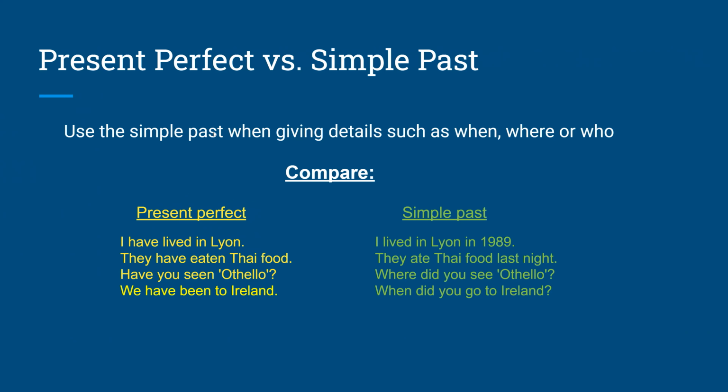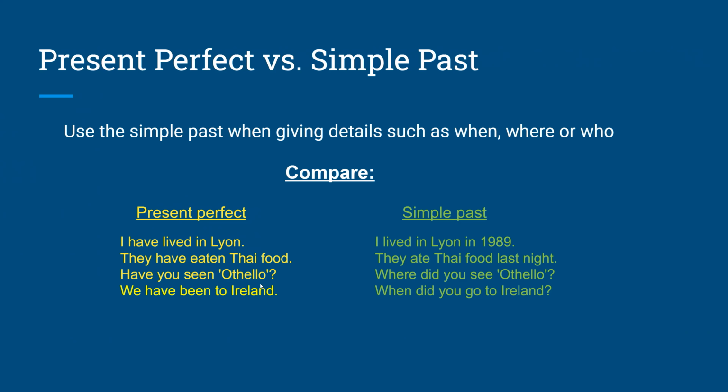Present perfect versus simple past. Use the simple past when giving details such as when, where, or who. So, as in our previous example, if you say, I lived somewhere, that is simple past. If you say, I have lived, you are in present perfect. Here, you can compare, I have lived in Lyon versus I lived in Lyon in 1989. Or they have eaten Thai food versus they ate Thai food last night. So simple past specifies a specific moment in the past. Present perfect, we're talking about something that happened in the past but is continuing in the present.